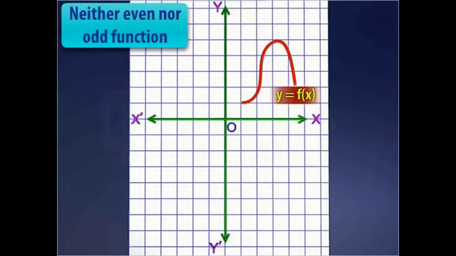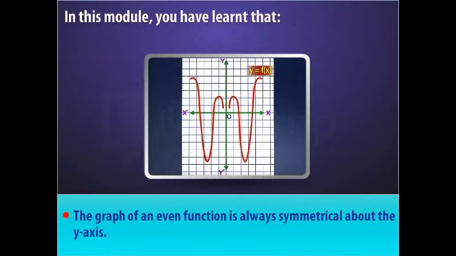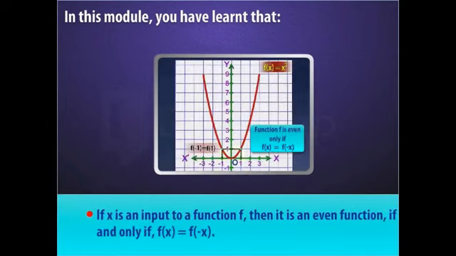In this module you have learned that the graph of an even function is always symmetrical about the y-axis. If x is an input to a function f, then it is an even function if and only if f of x is equal to f of negative x.